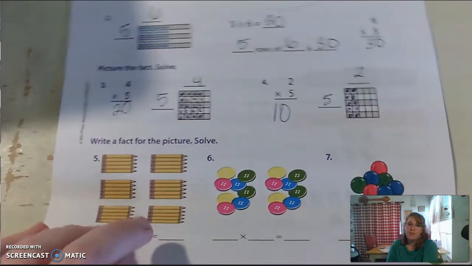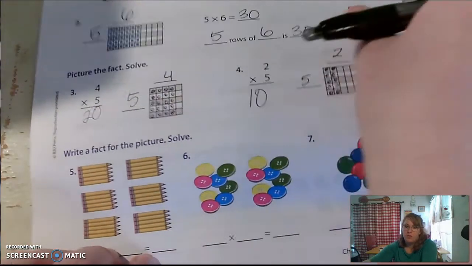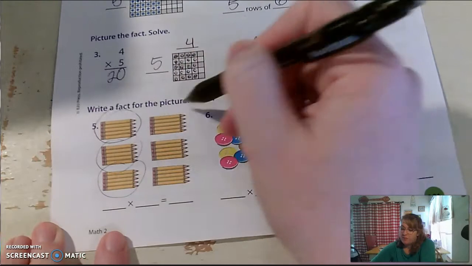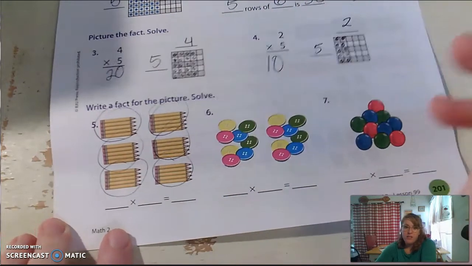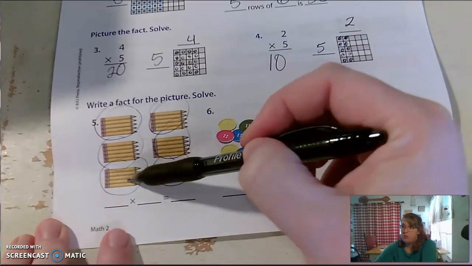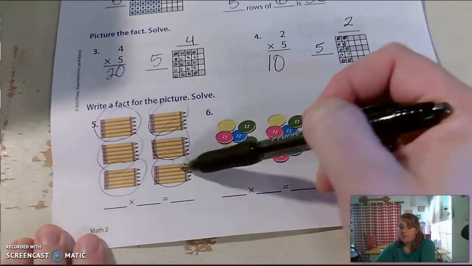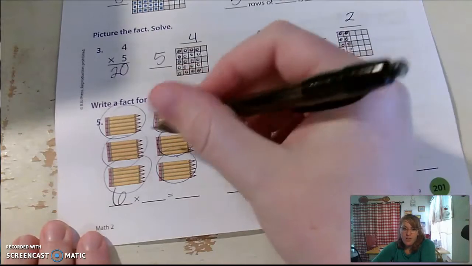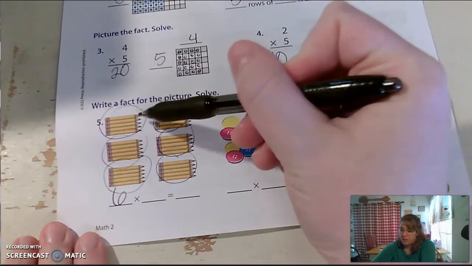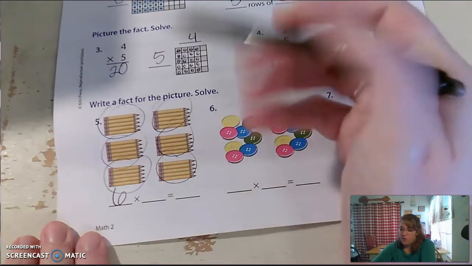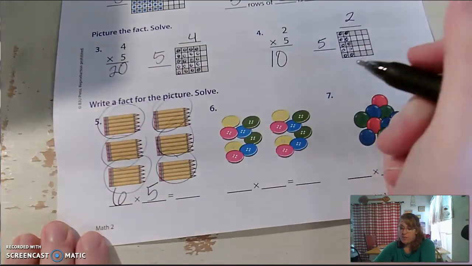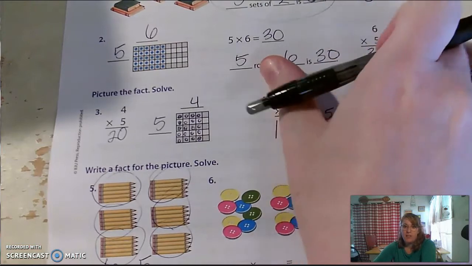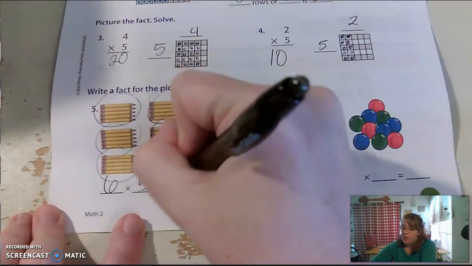Write a fact for the picture and solve. Okay. How many sets of pencils do I have? 1, 2, 3, 4, 5, 6. I have 6 sets. And how many pencils are in each set? 1, 2, 3, 4, 5. 6 times 5. Well, we already answered that one right up here. 6 times 5 is 30 pencils.